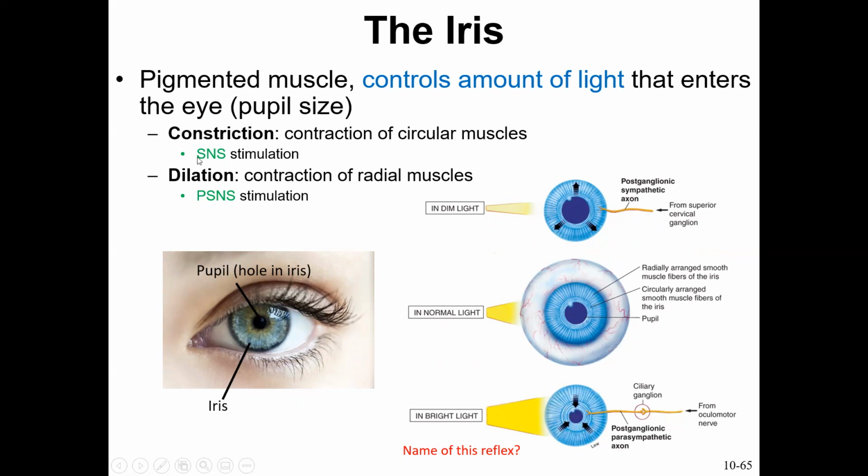That's going to be mediated through the sympathetic nervous system, and it's going to come in from the oculomotor nerve. Okay, so in lab, we went into the dark room and shined the light into our eyes and we saw constriction. Do you remember the name of that reflex? That would be the pupillary reflex. Remember, the oculomotor nerve would be the efferent pathway.